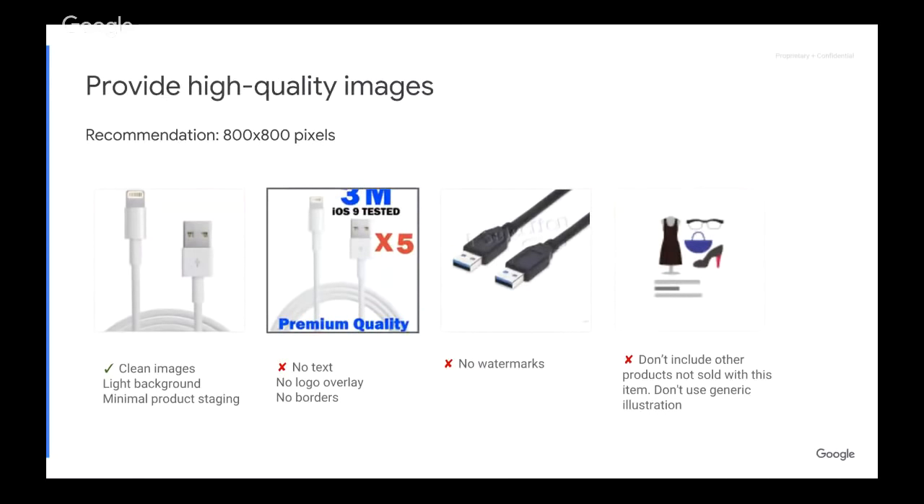Images are also an important factor. We do recommend a size of 800 by 800 pixels with a light background and minimal product staging. Please don't add any text or logos or borders to your images. Also, watermarks are not allowed, and don't include any other products that are not sold with this item in the images. Don't use generic illustrations. The image should really only show the product that the user can purchase.